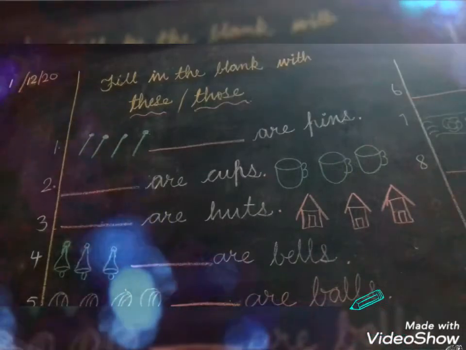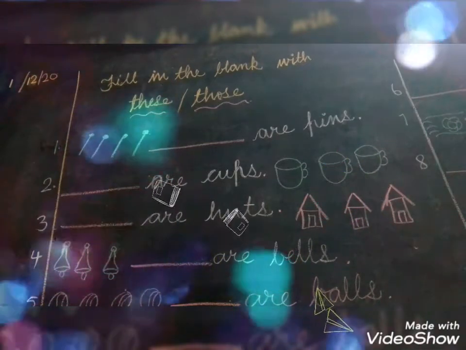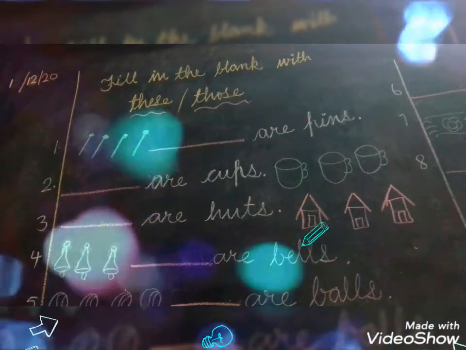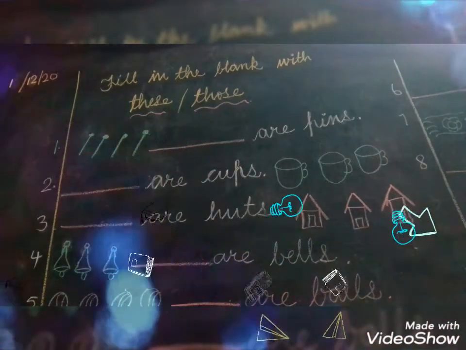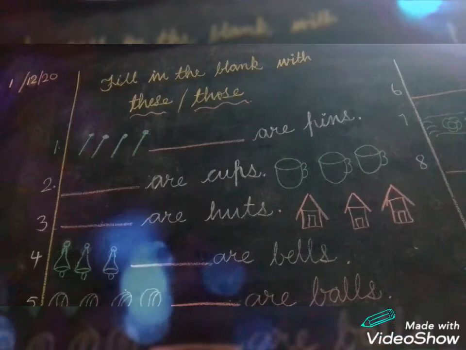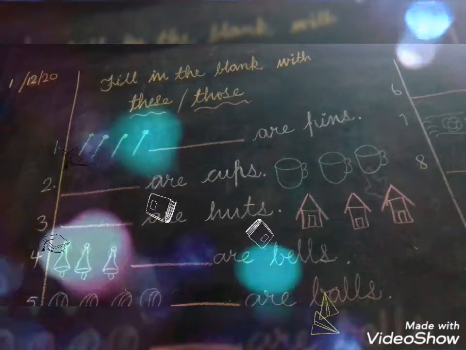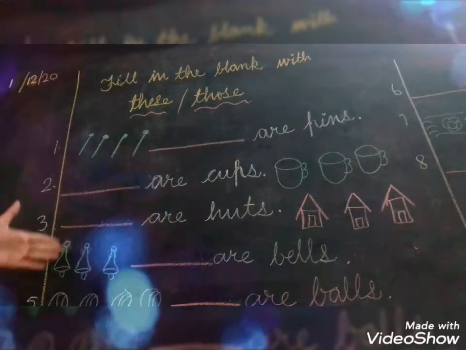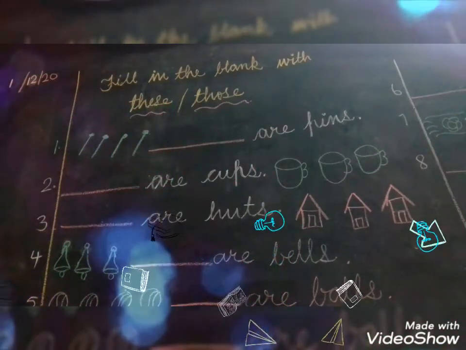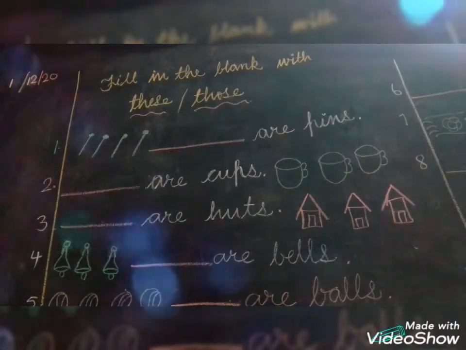Dear students, let us continue our class with the exercise. Fill in the blank with these and those. As I have explained to you, these is used for near and for many things, and those is used for far and for many things. You see in these exercises that different pictures are drawn here. Where comes these and where comes those? Are you ready?